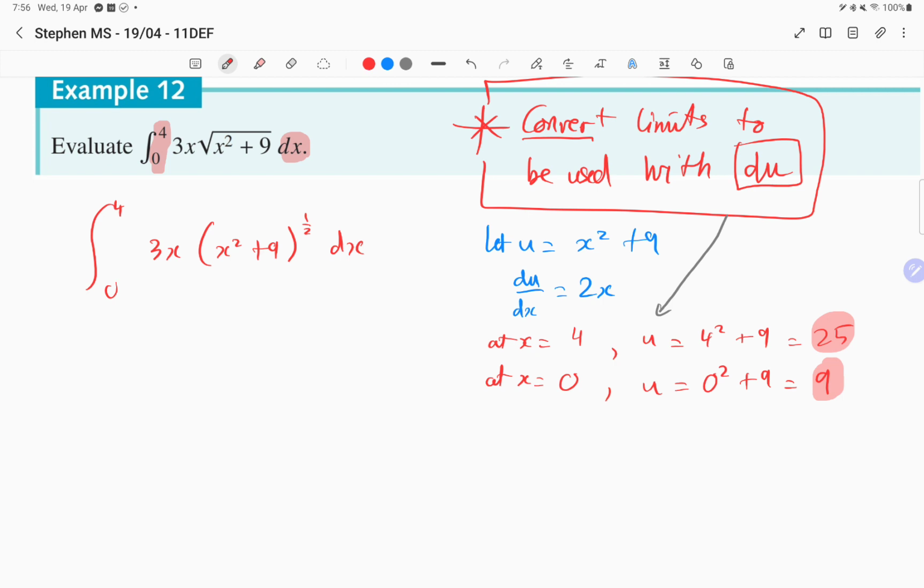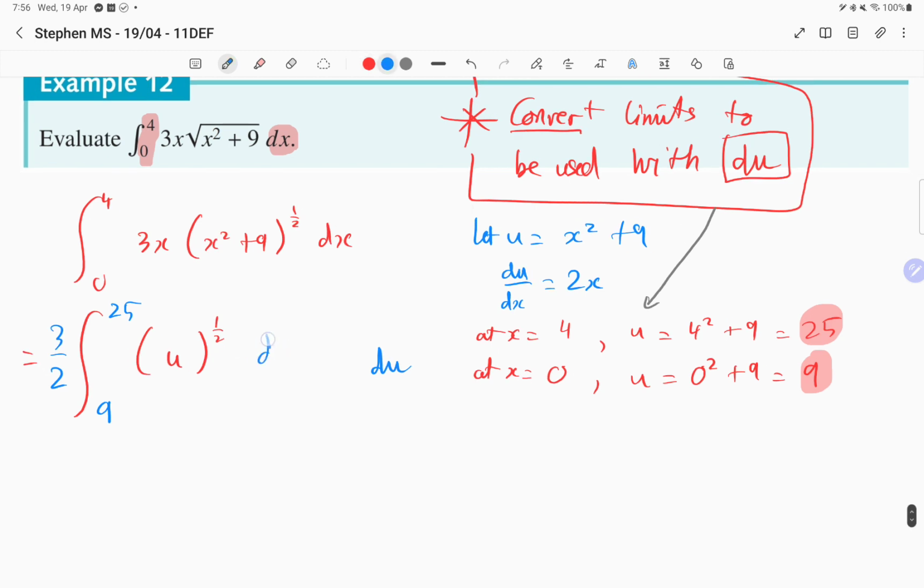So this is equivalent to antiderive from 9 to 25 du. But remember, in order to get du, you need the 2x here, so that would be 3 over 2. Then you get 2x in there, and 2x times dx is du, because 2x is du over dx. We went through that before. So then that would be u to the power 1/2 du. That's it.